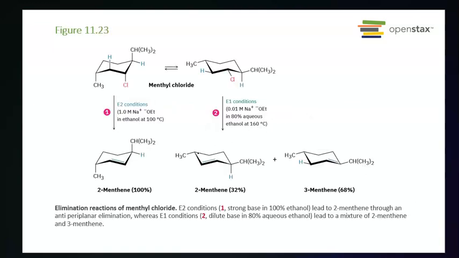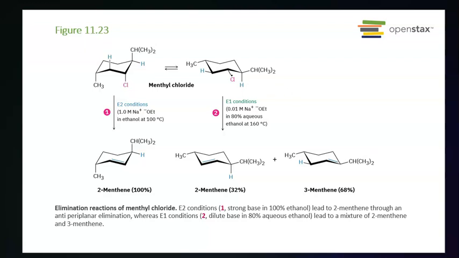Now, this is an example which is comparing E2 and E1. We can see that under E2 conditions, this reaction formed 2-menthene because of that anti-periplanar condition. For E1, such a condition is not required. You do not require an anti-periplanar geometry.